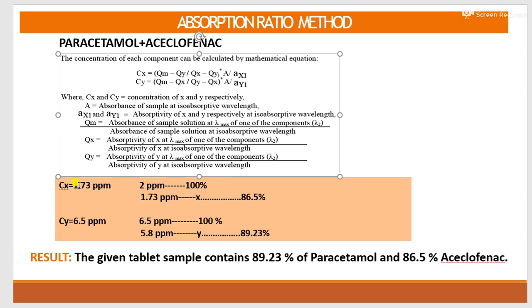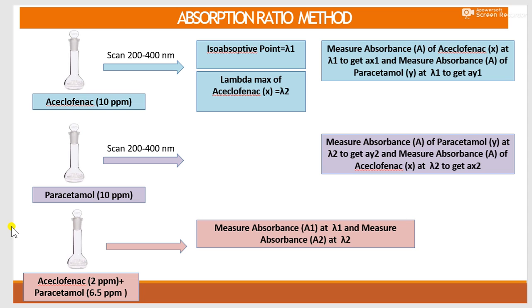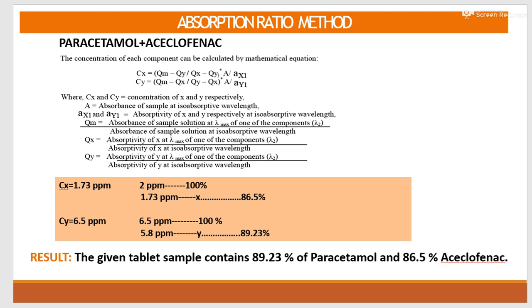So you will get the values Cx and Cy. Suppose the value you are getting is 1.73 ppm for Cx and Cy is 6.5 ppm. Now, how is the percentage weight by weight calculated? 2 ppm is 100%, so 1.73 ppm is how much percent? 6.5 ppm is 100%, so 5.8 is how much percent? From where did this 2 and 6.5 come? Because the sample solution contains 2 ppm of aceclofenac and 6.5 ppm of paracetamol. In this way the percentage purity is calculated.